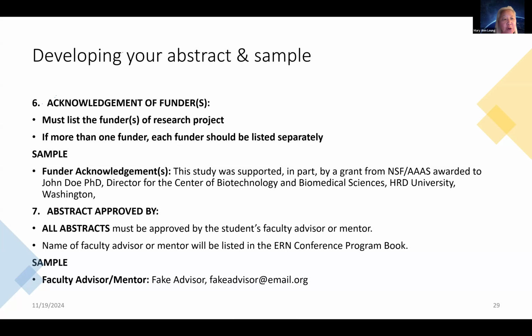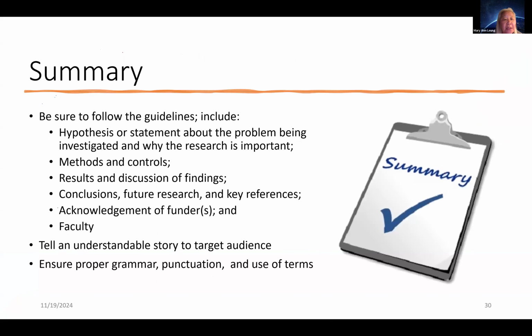You also, of course, want to acknowledge your funders, and you can list multiple funders if that's available. And then you have to make sure that you get your faculty advisor or mentor to approve it. And they'll also be listed in the program book. So you want to list your abstract faculty advisor.